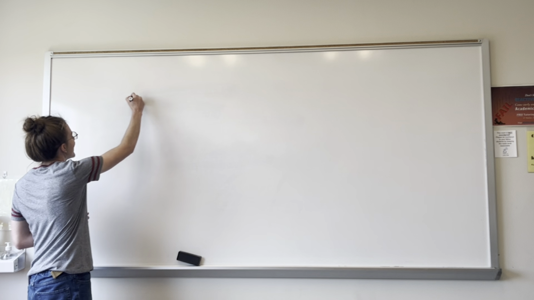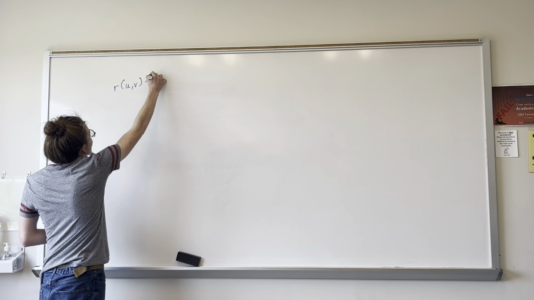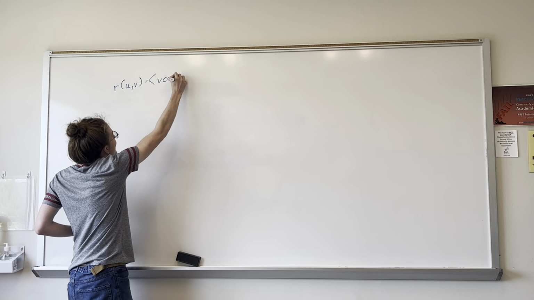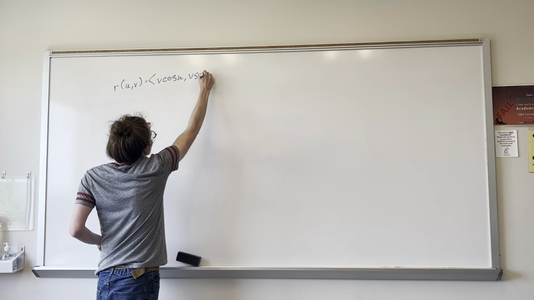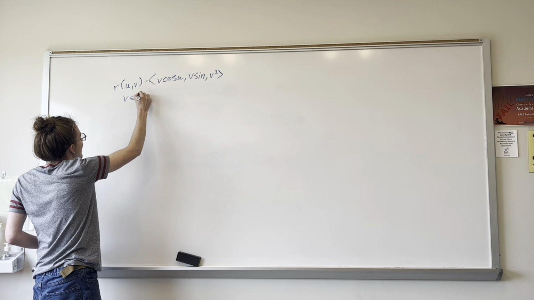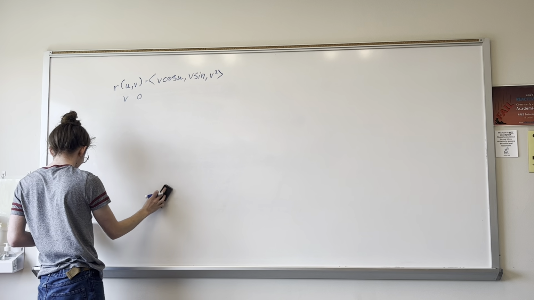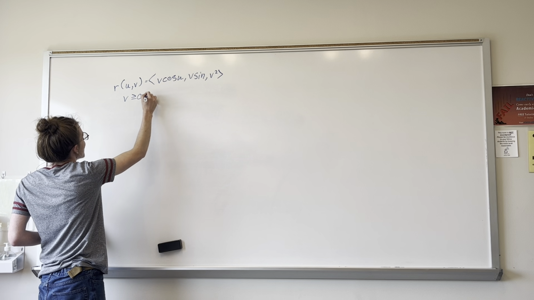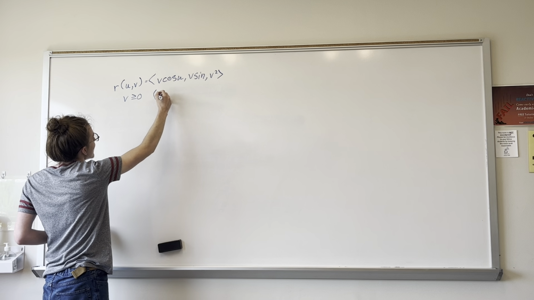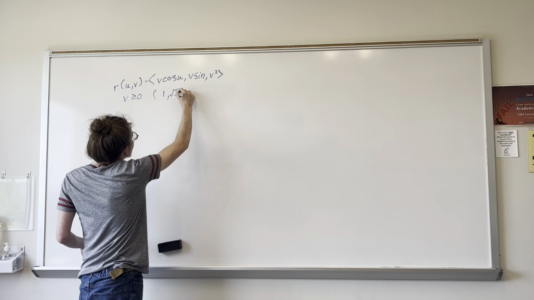So finding the tangent plane of the vector function r(u,v) equals v cosine u, v sine u, v squared, where v is greater than or equal to 0, and it wants the plane at the point 1, square root of 3, 4.